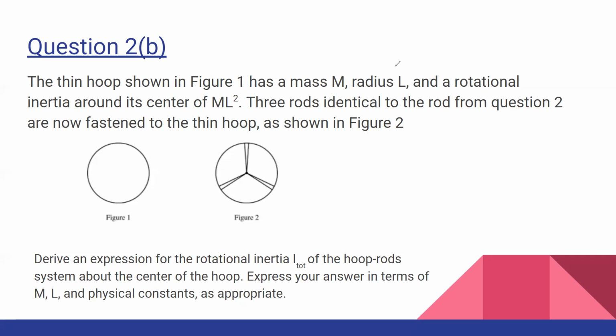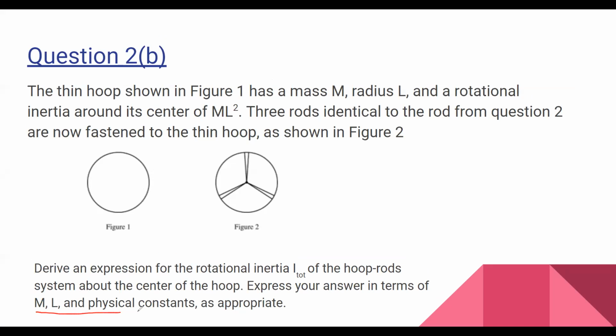So what they want is an algebraic expression that uses m and L as your two variables, and everything else has to be numbers, operations, and physical constants. Physical constants are letters that represent a given number. For example, g, which is 9.81 meters per second squared, is a physical constant.